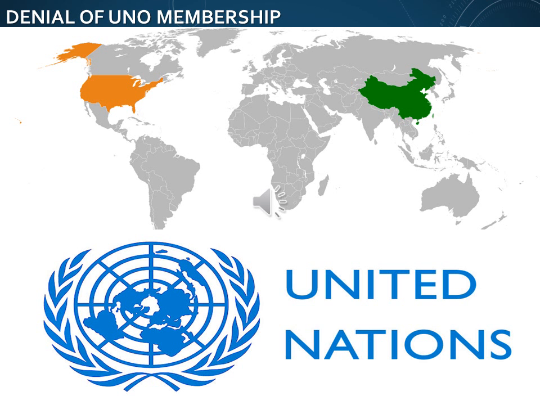Denial of UNO membership. The United States refused to recognize the People's Republic of China for more than 2 decades because America supported Chiang Kai-shek. They opposed the communist government, and they gave their support to Chiang Kai-shek.